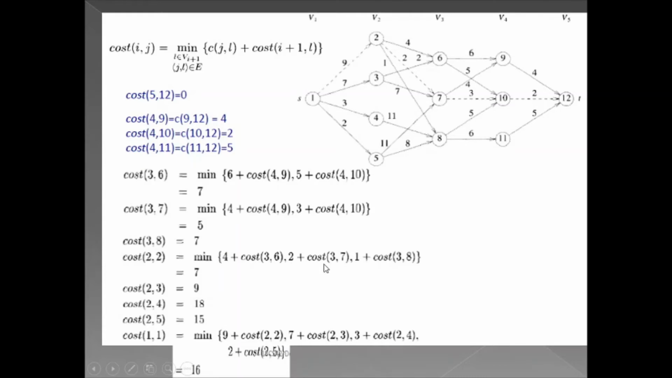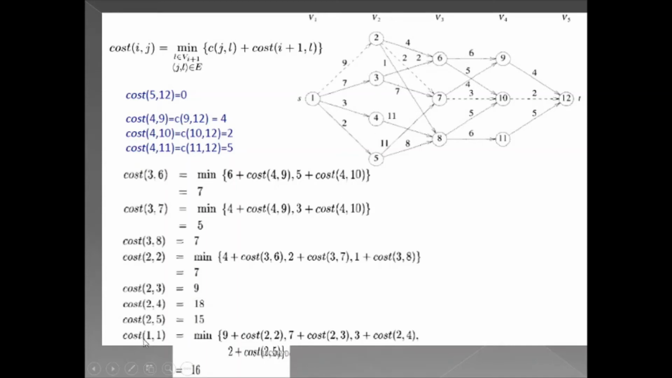Next, 2 plus cost of 7. Cost of 7 we already have as 5, so 2 plus 5 is 7. And 1 plus cost of 8, cost of 8 is 7, so 1 plus 7 is 8. Okay, so this is 11, this is 7 and this is 8. Among 11, 7 and 8, the minimum is 7, so we assign that as the cost of vertex 2. The same thing we are going to apply here. All the vertices of the second stage are found.